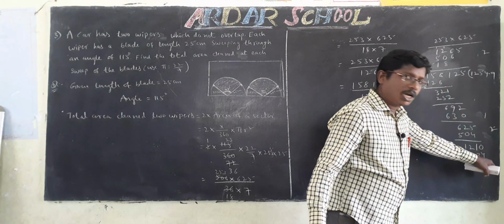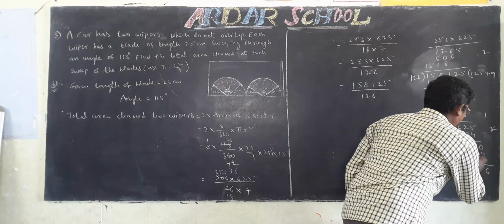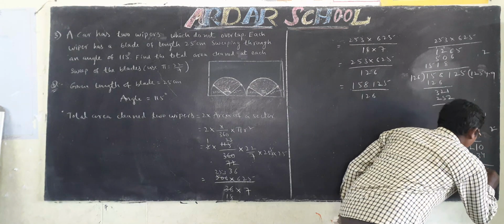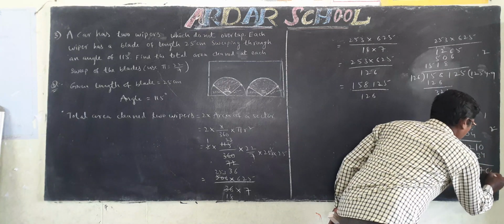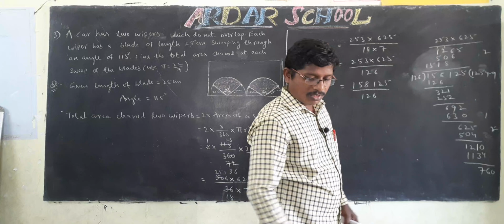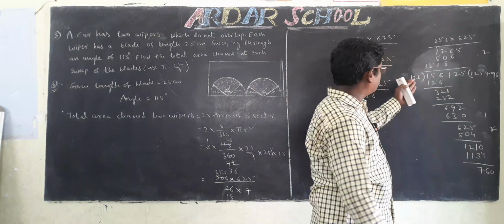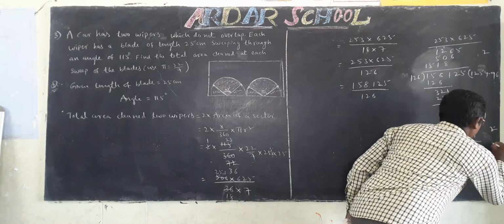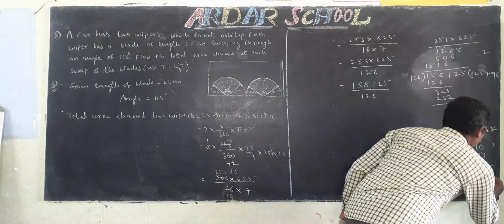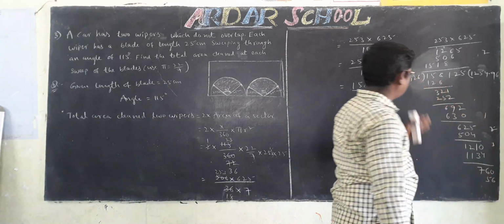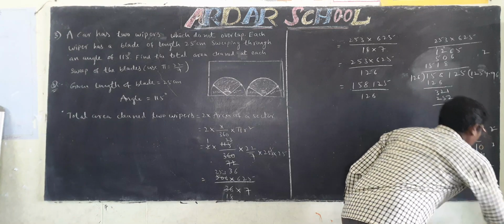Here 0 minus 4 is not possible, so take a borrow: 10 minus 4 is 6. Here 10 minus 3 is 7, so 76 is the remainder. Again we have to take 0. Okay. Next, 6 sixes are 36, 3 carried, 6 twos are 12 plus 3 is 15, 1 carried, 6 ones are 6 plus 1 is 7. That is the remainder, 4.